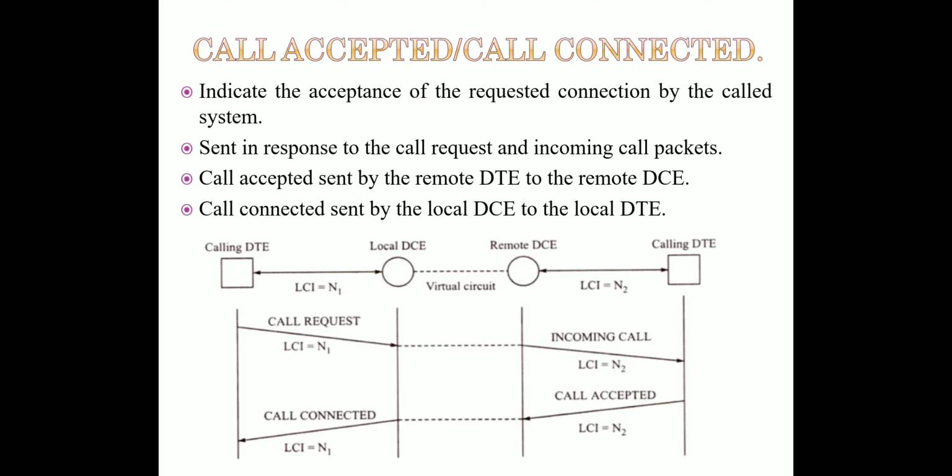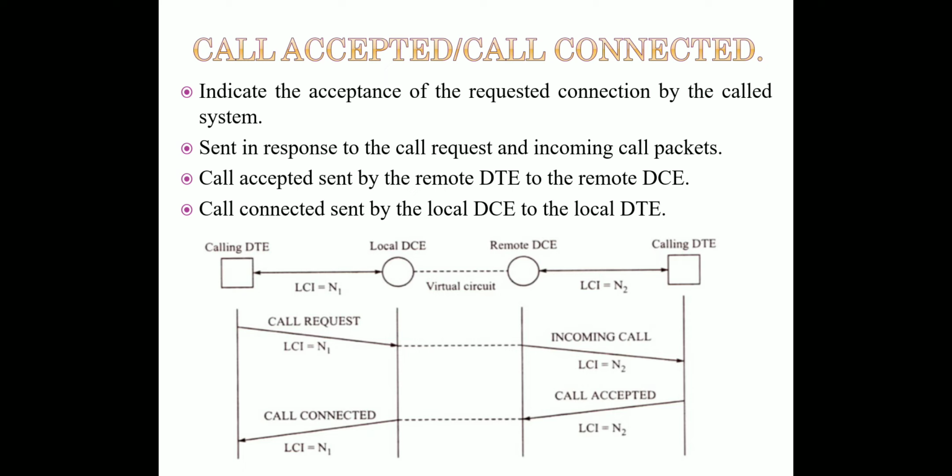So over here, if you see in the figure, there's a calling DTE. We can call that the left hand side one, we can call it a local DTE, then the local DCE, the remote DCE, and the remote DTE. So over here, whenever it is going from the local DTE to local DCE, it is called call request. And from remote DCE to remote DTE, it is called incoming call.